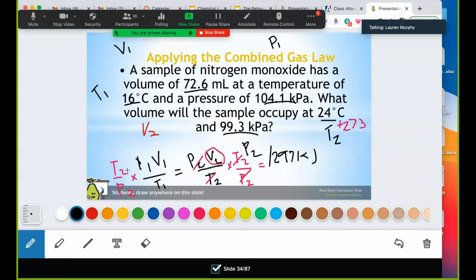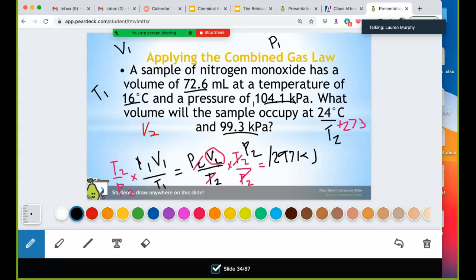Okay, 297 Kelvin. P1 is my first pressure. My first pressure was listed at 104.1 kilopascals.